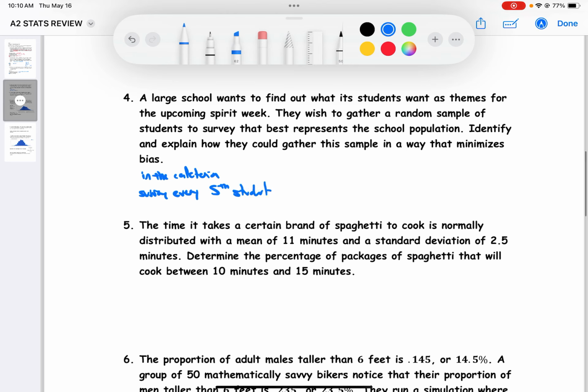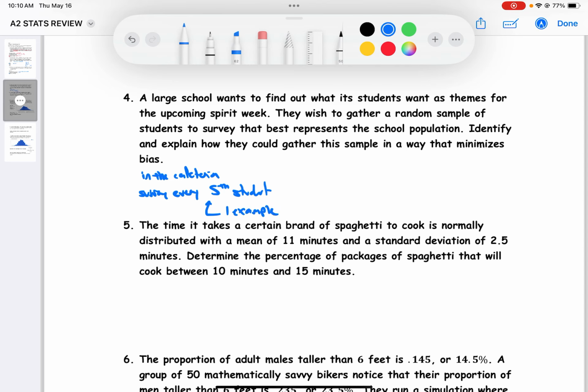Not going to survey the first 50 students, because then I'm going to get the 50 go-getters, right? Or not the last 50 students. I want students that come in from, or maybe 7th graders get to go to lunch early for some reason. Then I get only 7th graders in my study. Okay? That's just one example. There are a bunch of different ways you could go about this.